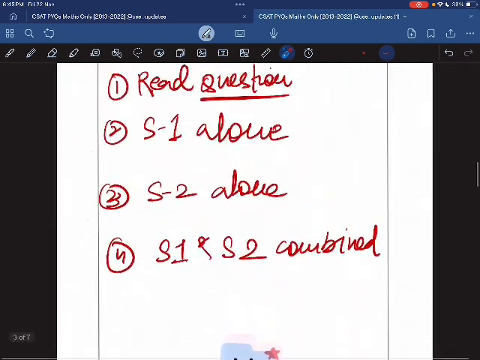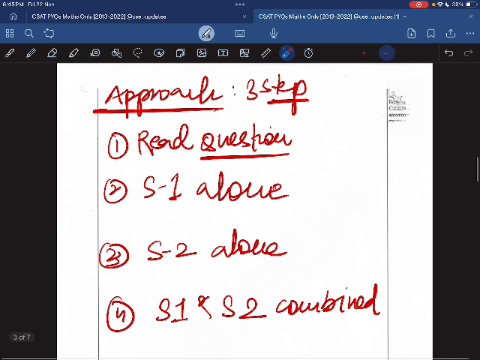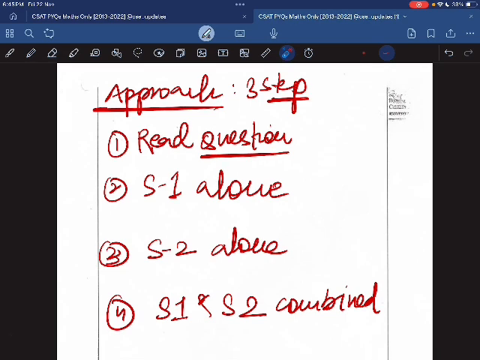So this is the method by which you can solve questions of this type, the question-statement type. So what is the final conclusion? We have 4 steps, or rather I could say 3 steps. First is to read the question. We will obviously read the question, and then we will try to solve the question using statement 1 alone. Okay, forget about statement 2.